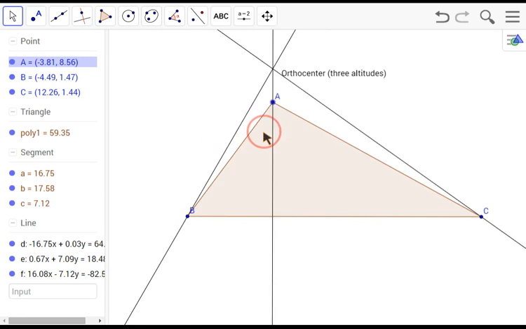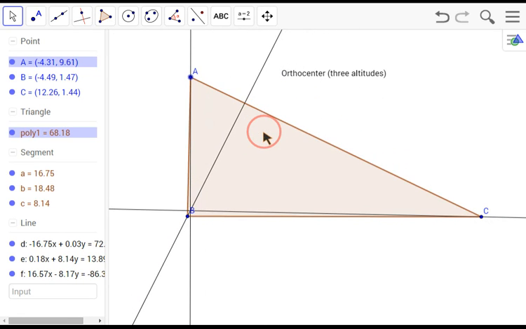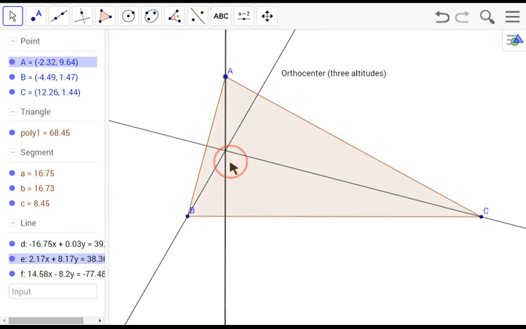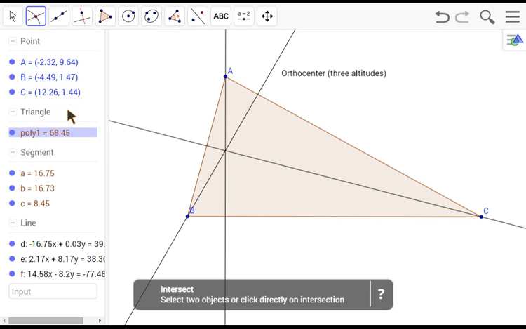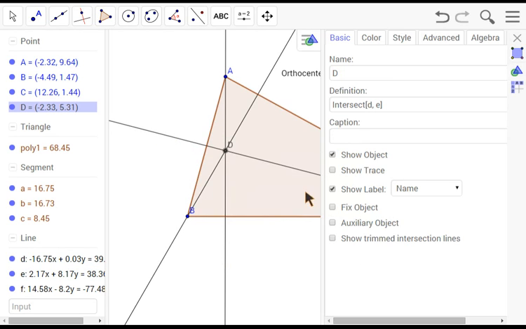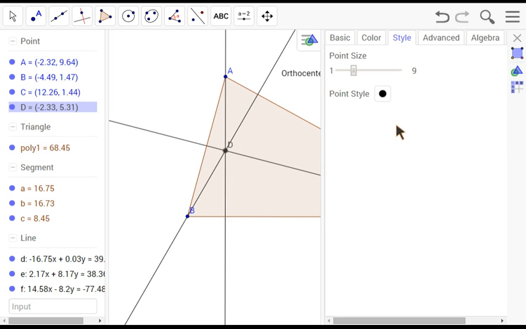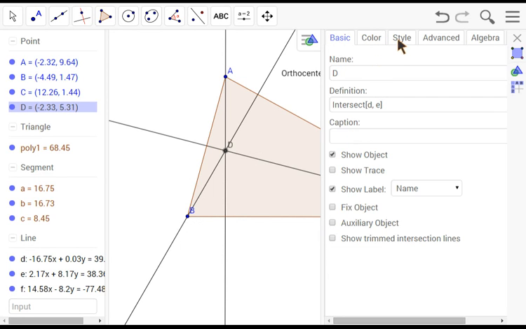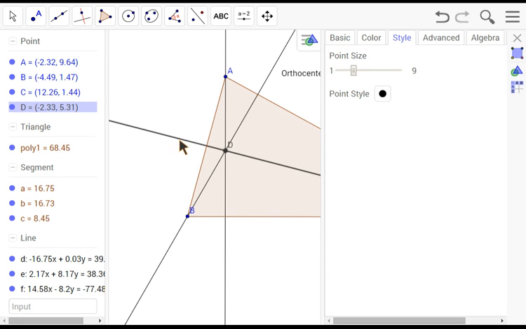Now, once you have moved your concurrent point inside, that way it's easier to see, go ahead and mark the intersection of the 3 lines, and then change the properties of the lines to be dashed lines.